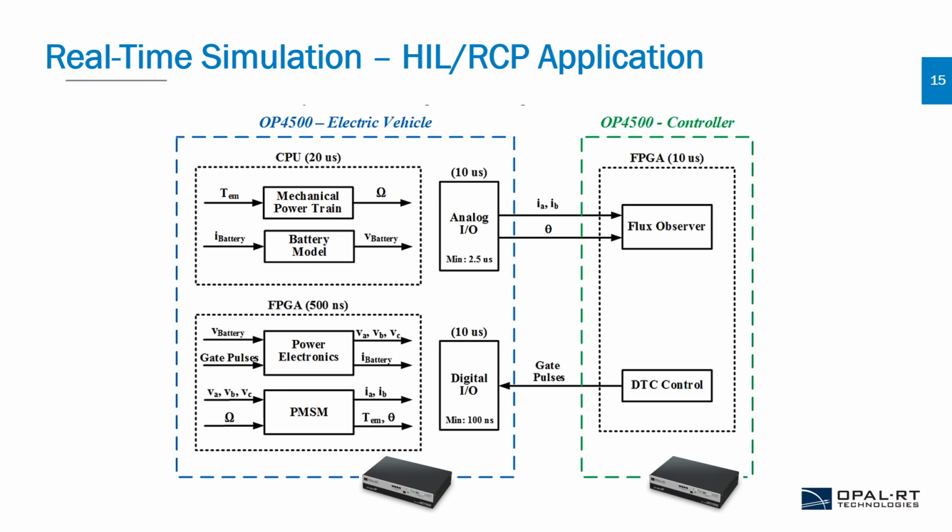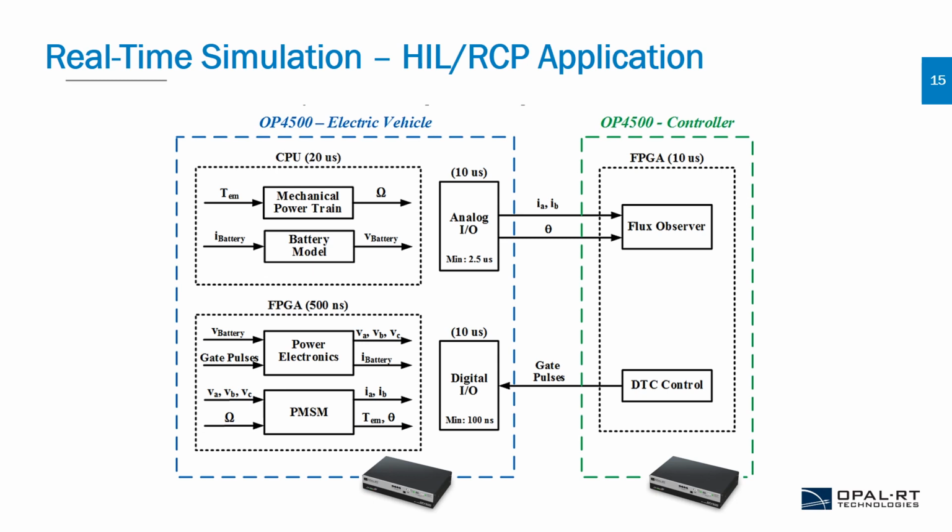In the first block, the blue block where the electric vehicle is implemented has again two different subsystems. In the first subsystem, the mechanical powertrain and the battery model are implemented, and they run in the CPU core of the hardware at 20 microseconds. In the second subsystem, the power electronics and the machine are implemented on the FPGA, and they run at 500 nanoseconds. So running this power electronics and PM machine at a lower time step allows us to capture properly the dynamics which are happening within the machine and within the power converters.